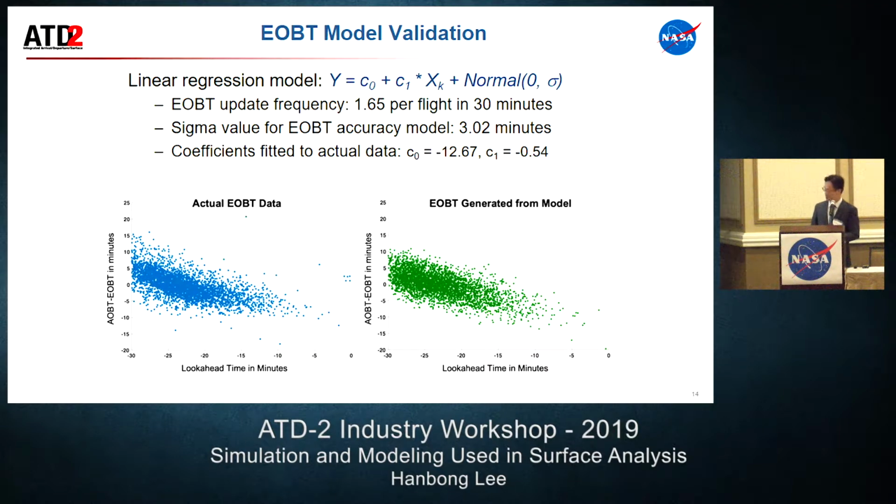From these parameters, we could generate a new data set of the UVT distribution like this on the right-hand side in the green dots. And the left-hand graph shows the actual UVT data distribution. So you can see that these two scatter plots look similar.